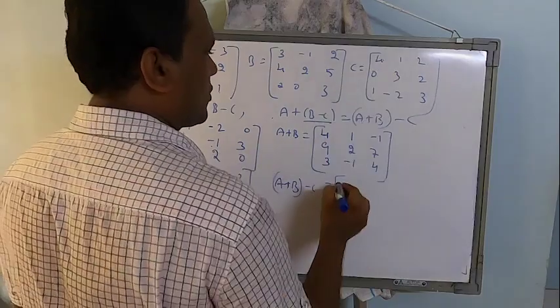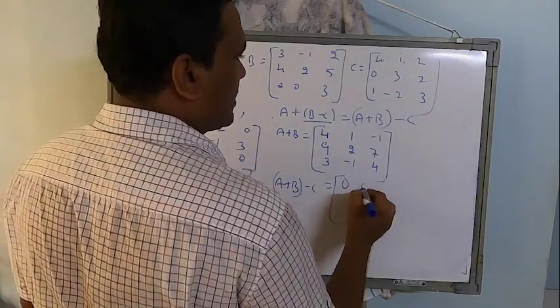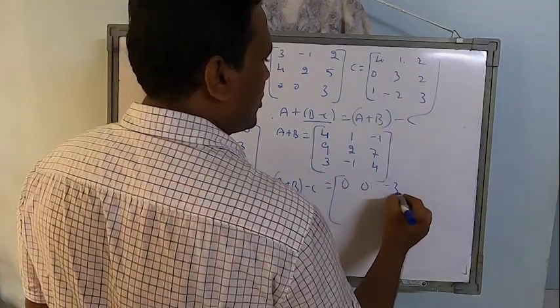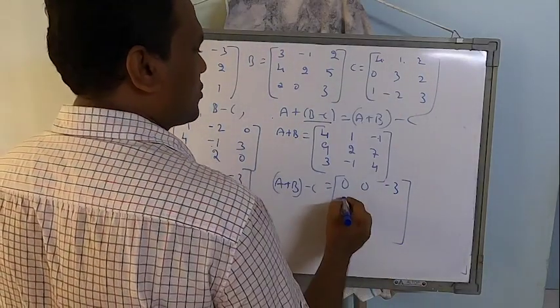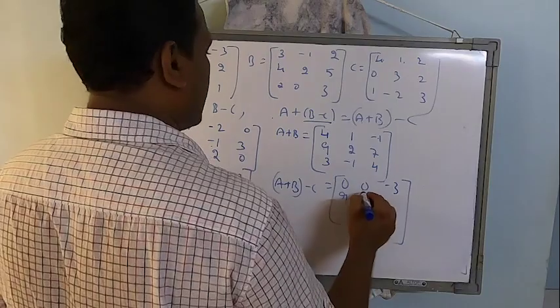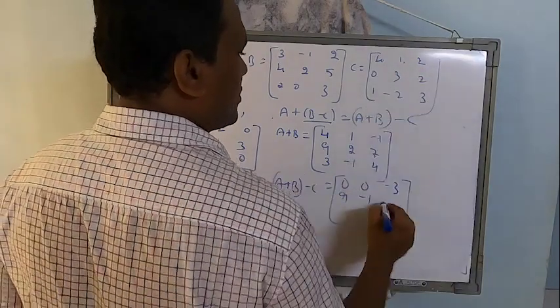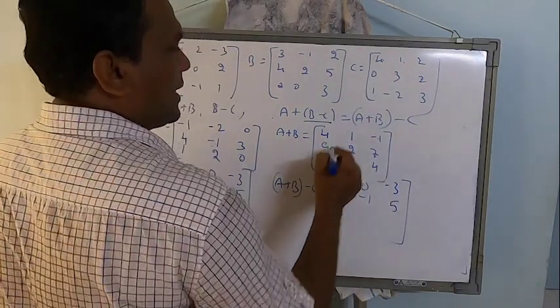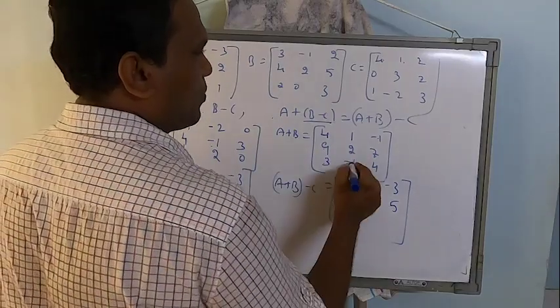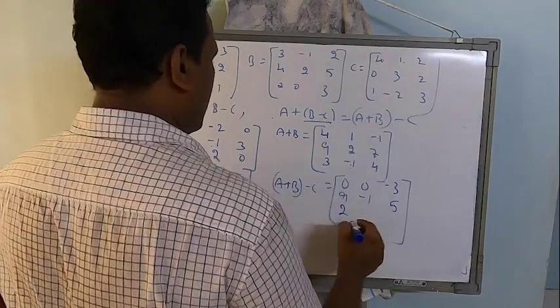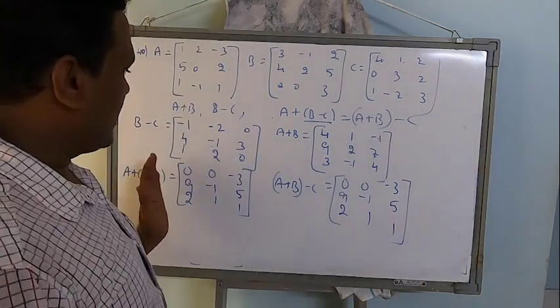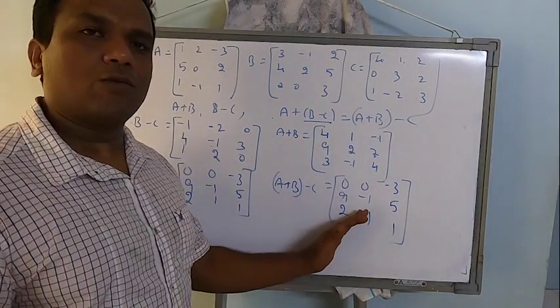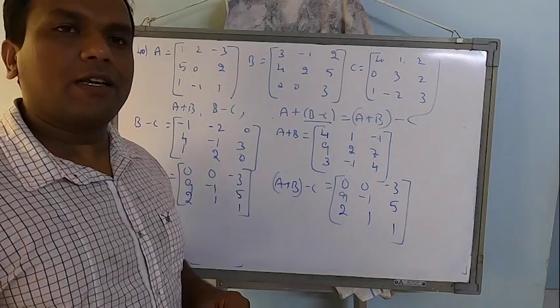So 4 minus 4 is 0, 1 minus 1 is 0, minus 1 minus 2, that's going to be minus 3. Now the next is 9 minus 0, that's going to be 9, 2 minus 3, that is minus 1, and 7 minus 2, that's going to be 5. Next 3 minus 1 is 2, minus 1 minus of minus 2, that's going to be 1, 4 minus 3, that's going to be 1. Notice that LHS value and RHS value both are same, hence the given condition holds good.